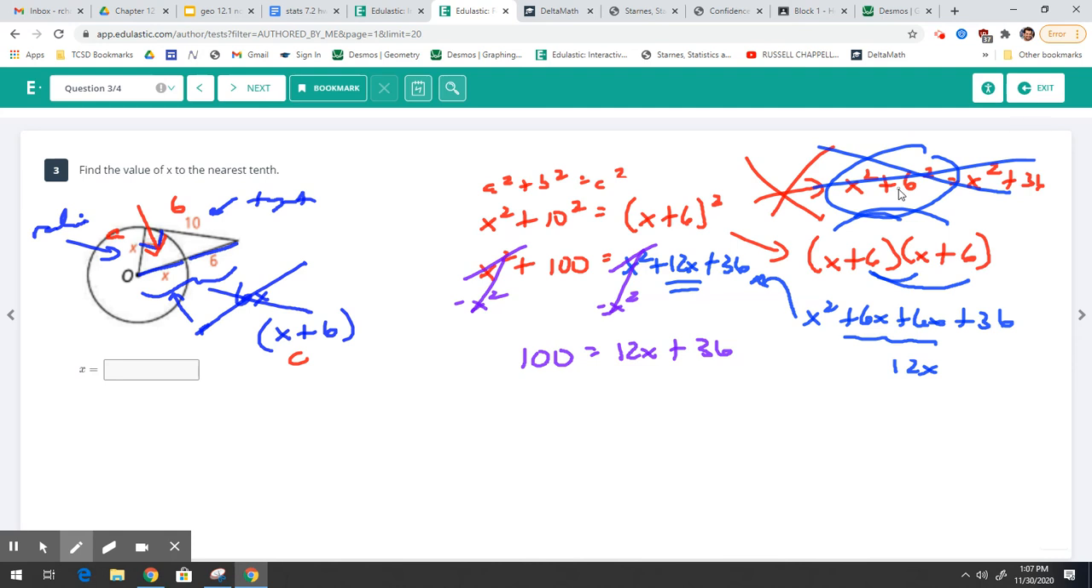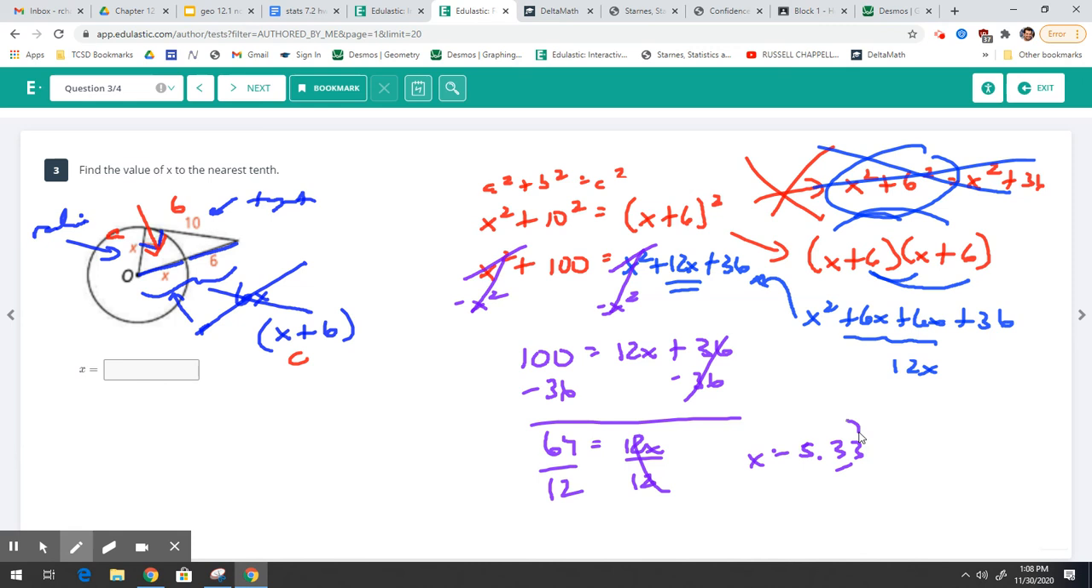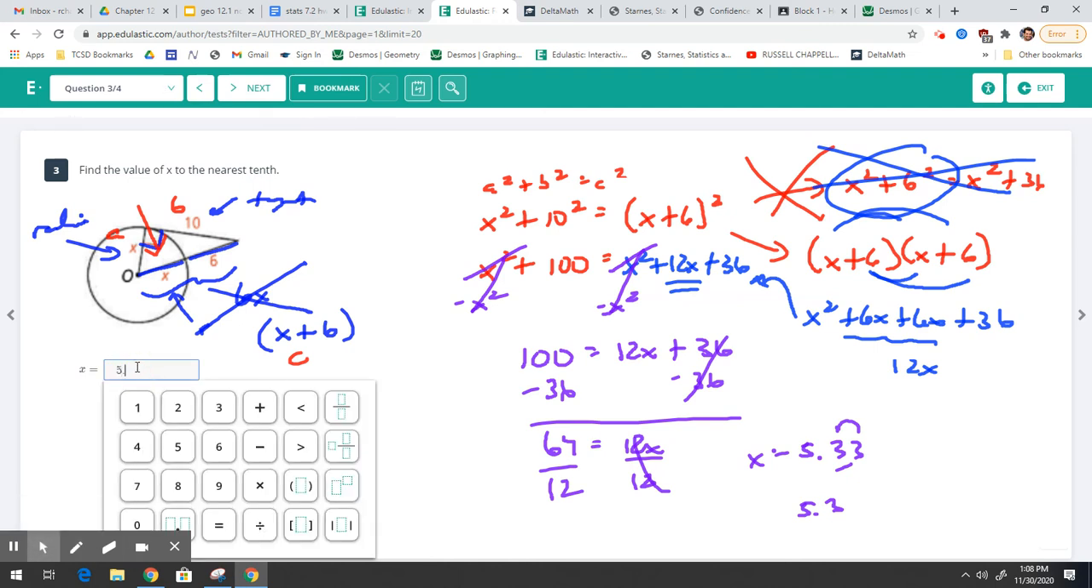And now we just solve this for x by subtracting 36. That's 64 equals 12x, the 36 cancel, and divide by 12. And I'll do 64 divided by 12. It says round to the nearest tenth. So for my value of x, I get 5.33. The second 3 leaves the first 3 alone, 5.3. And there are no units in the problem, so that's all. And that's your value of x, 5.3.